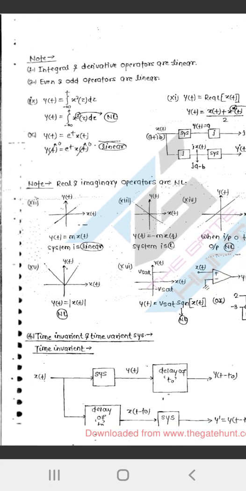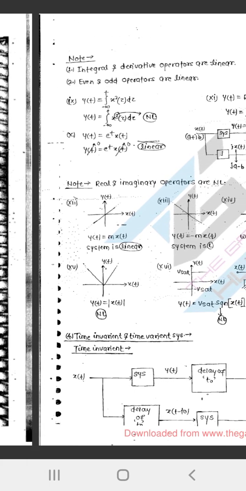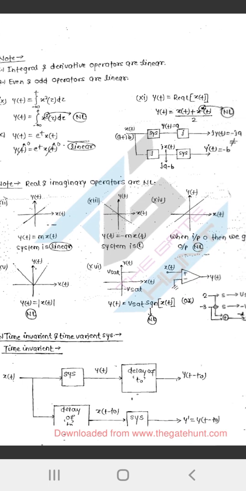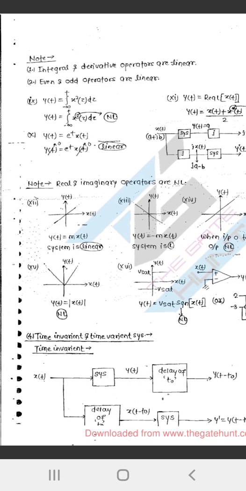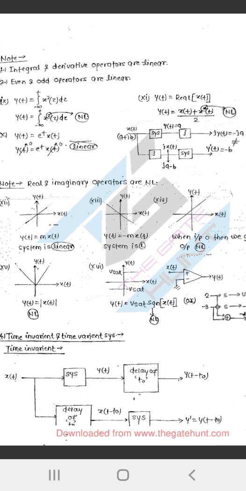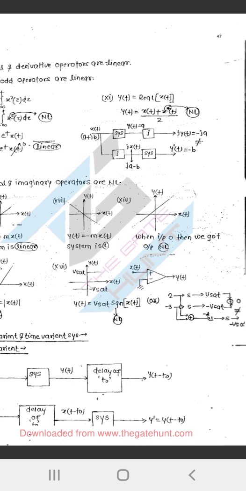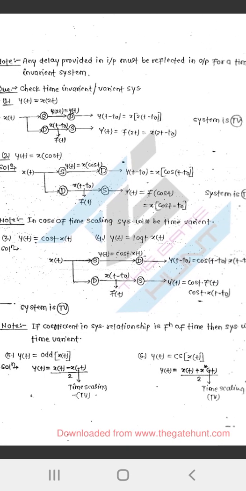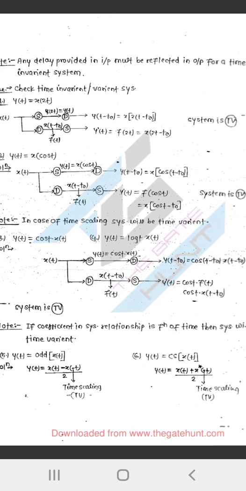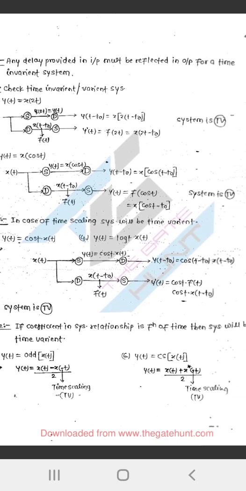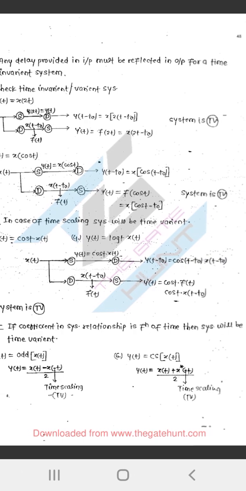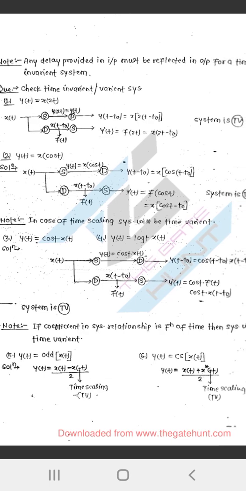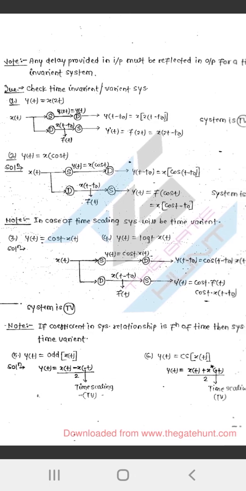Time invariant and time variant system. Time invariant system: delay of t0 in the input, x(t minus t0), and the system output y dash is equal to y(t minus t0). Any delay provided in the input must be reflected in the output of a time invariant system. Check time invariant or time varying systems.